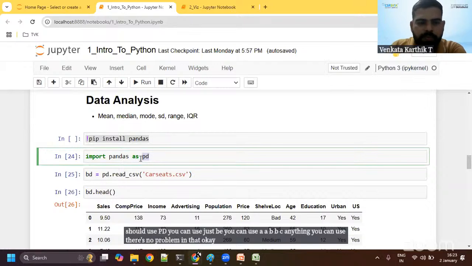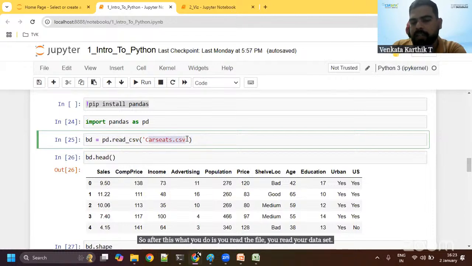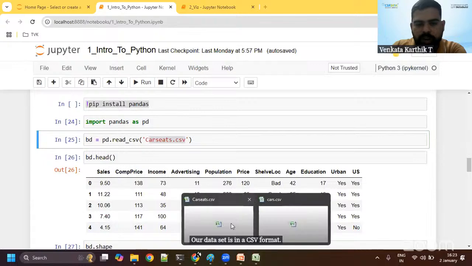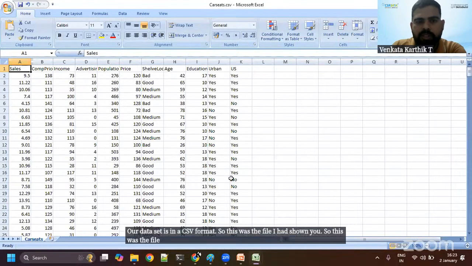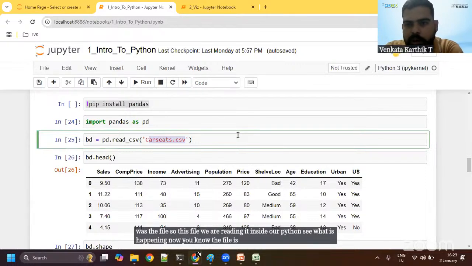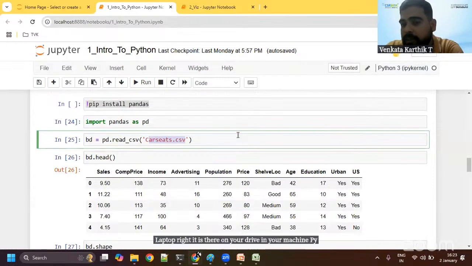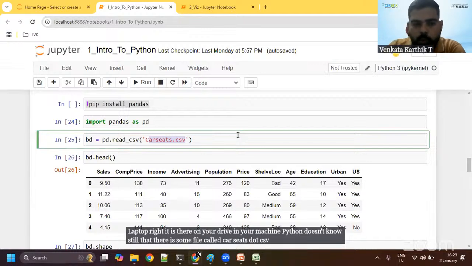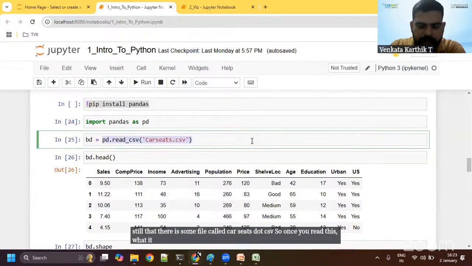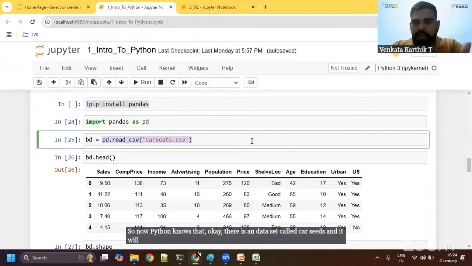So after this, you read the file, you read your data set. Our data set is in a CSV format, right? So this was the file I had shown you all. We are reading it inside our Python. See, the file is sitting on your laptop, on your drive in your machine. Python doesn't know still that there is some file called carseats.csv. So once you read this, it brings that into its memory and keeps it. So now Python knows that there is a data set called car seats, and it will keep that data in its memory.